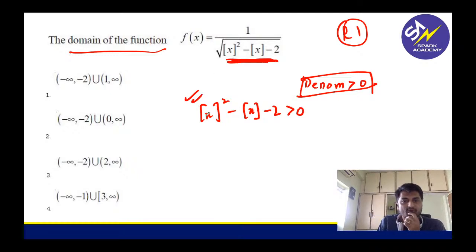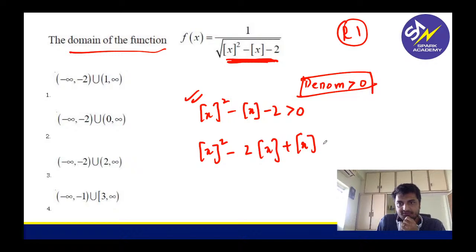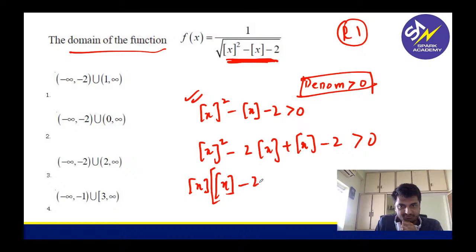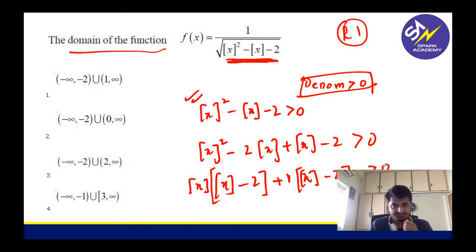So how do we proceed further? Step x square, I can write minus 2 step x plus step x minus 2. That should be greater than 0. Correct, guys? Again, I can do this. So you can factorize this, right? I can take step x common, step x minus 2, plus 1 common, step x minus 2. That should be greater than 0.